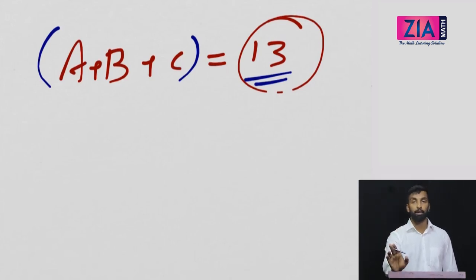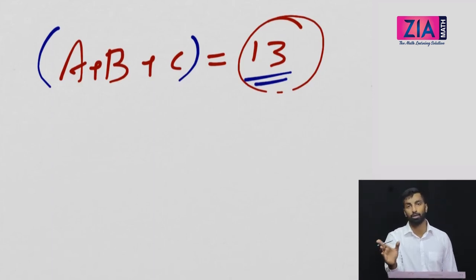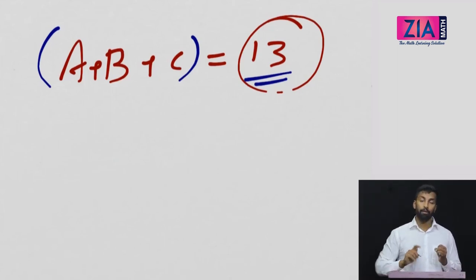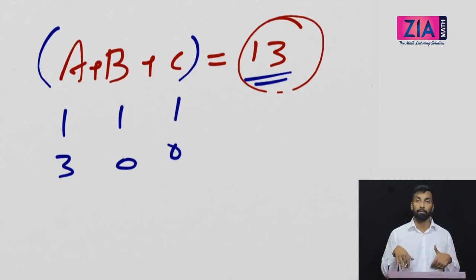At most 13 I need to distribute. That means I can distribute even 1 also. I can distribute 2 also. I can distribute 12 also. I can distribute 13 also. Not a problem. If I want, I can distribute 13. That means what is actually happening here is, if I am distributing 3, one way in which I can do that is 3 0 0, and the rest of the 10 I am keeping with me. If I am distributing 4, the rest of the 9 I am keeping with me.